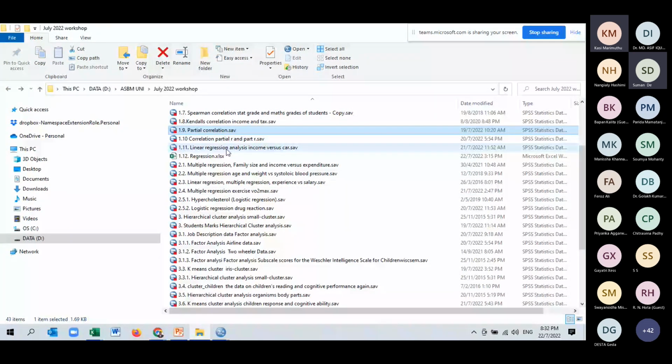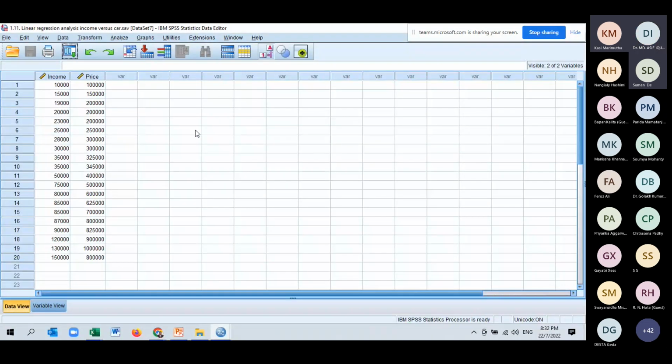Yeah, 1.11. Simple example, 1.11. So this is their monthly income and the price they spend for purchasing a car. Someone whose monthly income is 10,000 goes for a small car. Someone whose monthly income is 1,50,000 has purchased a car worth around this much. Okay, so this is based on the data.